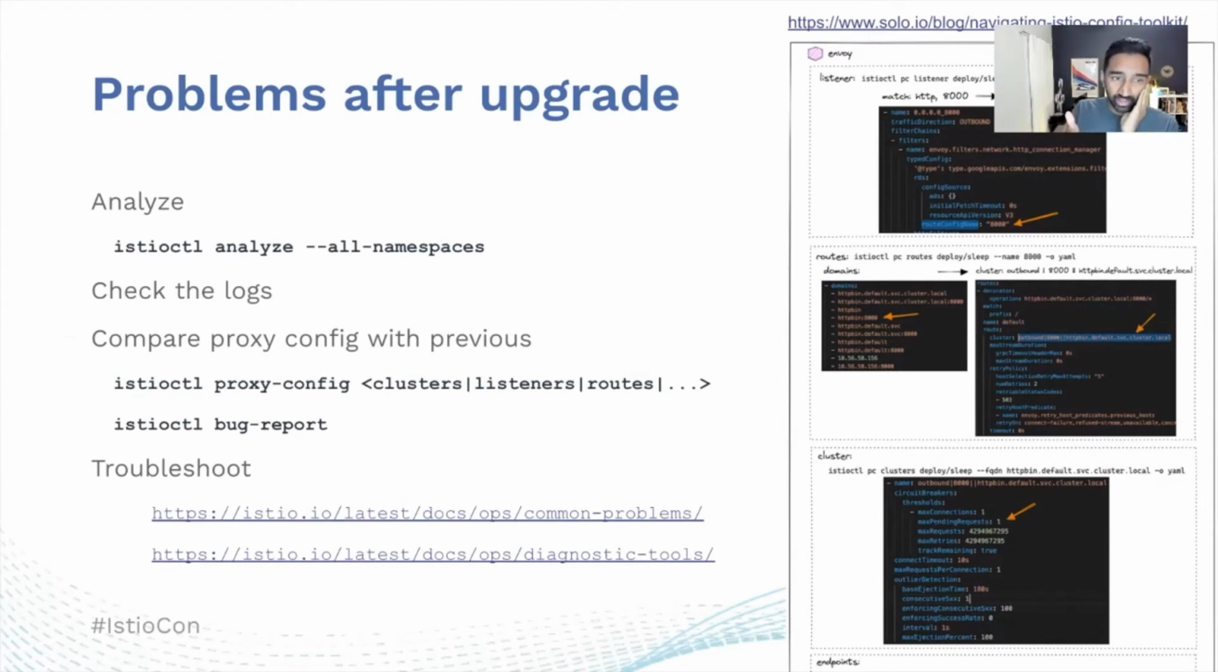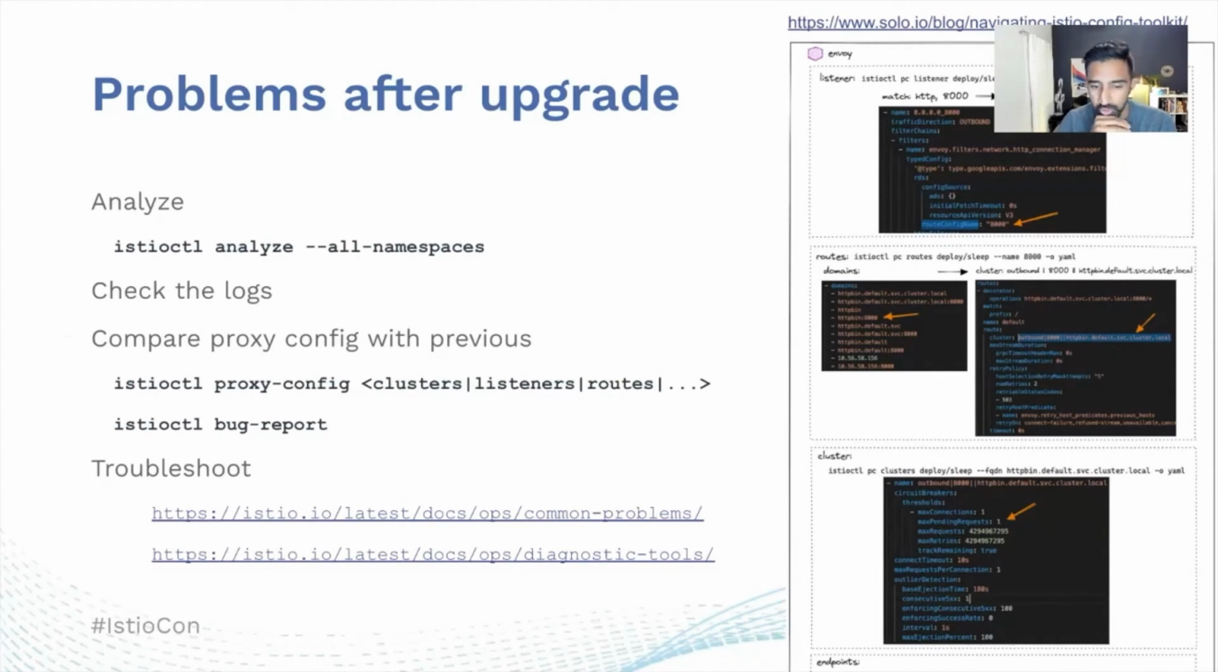Like I said, run the analyze, check the logs of Istiod, or if it's just one particular pod that's not working, check the pods of the ingress gateway and that workload. And then if you're not able to figure it out by then, start comparing your proxy configs. So you can either run the proxy config command against a particular workload and get that information and compare it with your bug report from before the upgrade, or you can just run a bug report again and then start comparing multiple files.